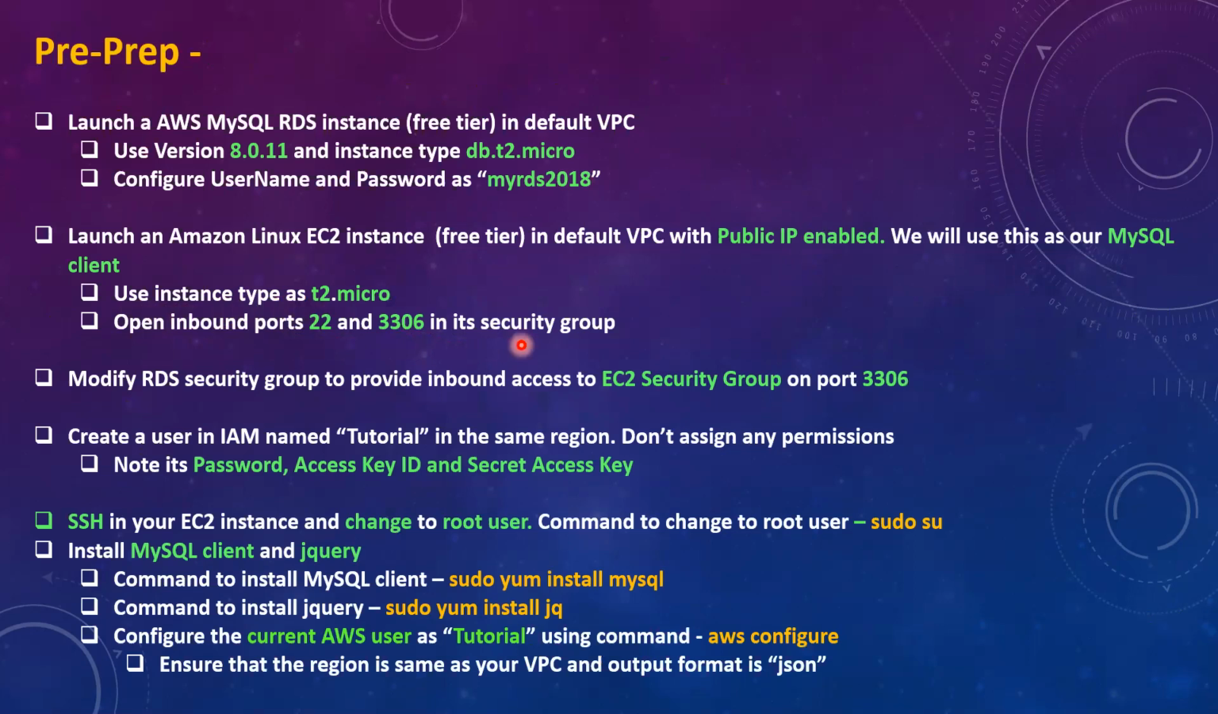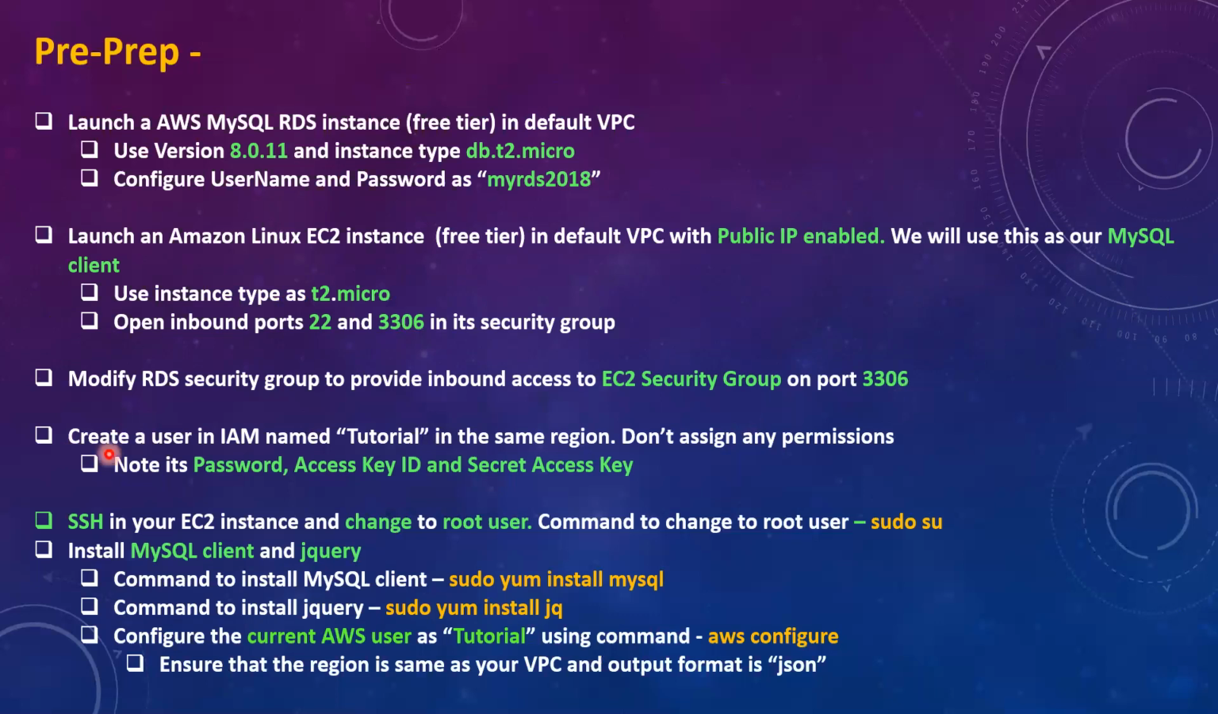for inbound communication. After you have launched your Amazon Linux EC2 instance, go ahead and modify the RDS security group. This is to provide inbound access to the EC2 security group on port 3306.